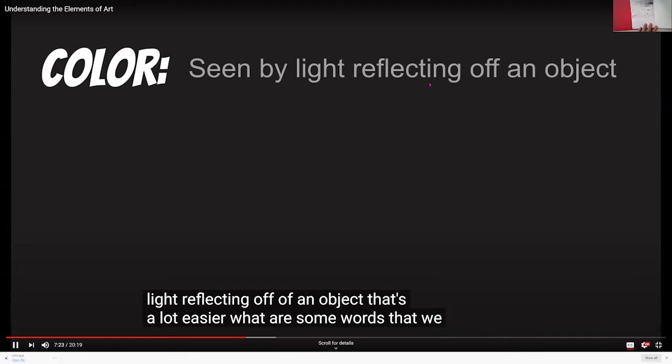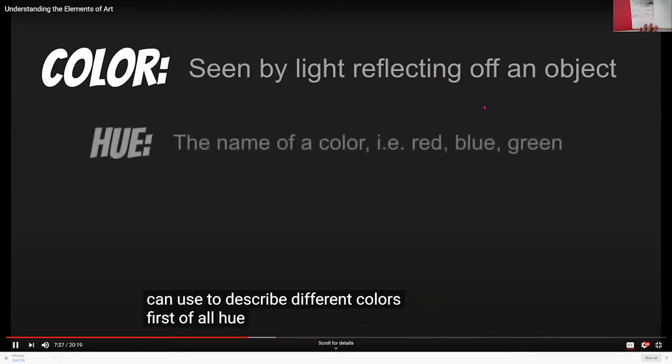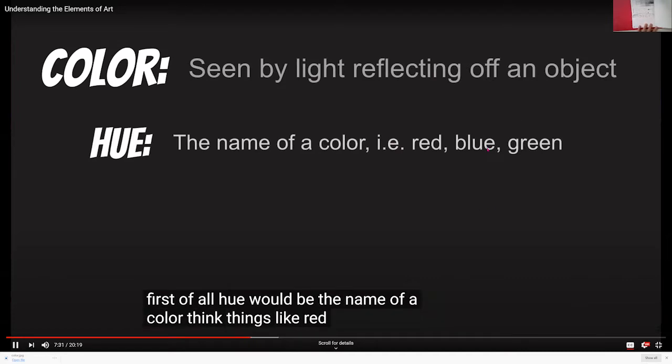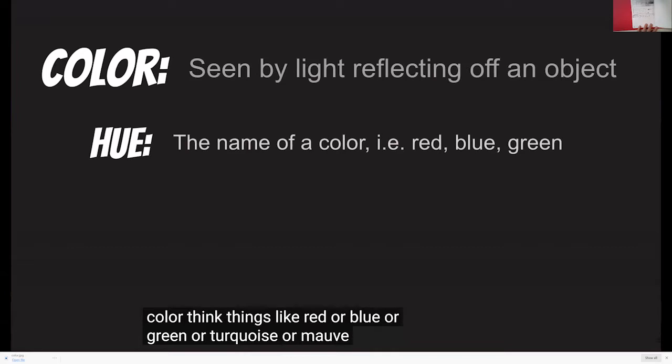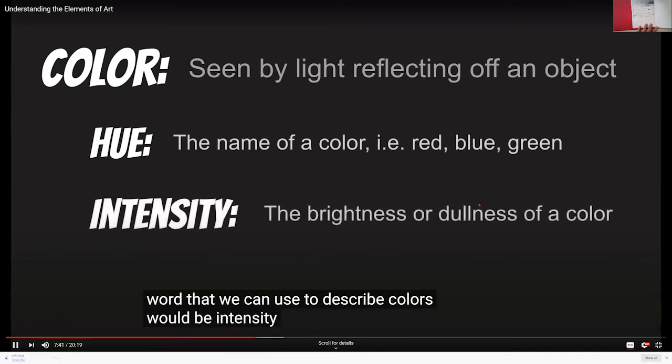What are some words that we can use to describe different colors? First of all, hue would be the name of a color. Think things like red or blue or green or turquoise or mauve. The next word that we can use to describe colors would be intensity. So intensity is either the brightness or the dullness of a color.